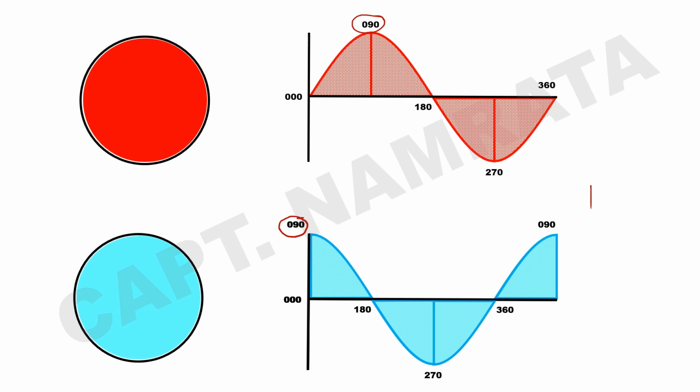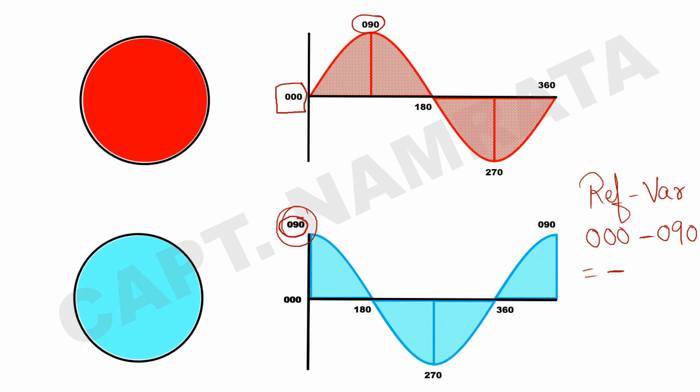So how do we calculate it? That is reference minus variable. So reference starts at 0 and variable starts at 90. Now when we take the difference, it is coming on the negative side. Phase difference cannot be negative, so we have to add 360. The reason we add 360 is because it is one whole complete process of 360 degrees. So the final answer which we get is 270, and this is our phase difference.